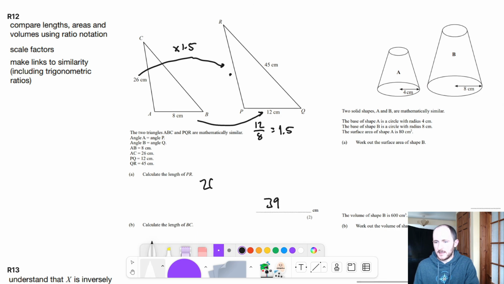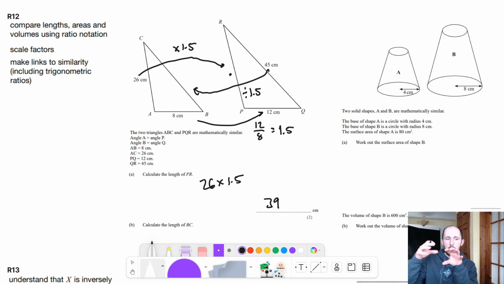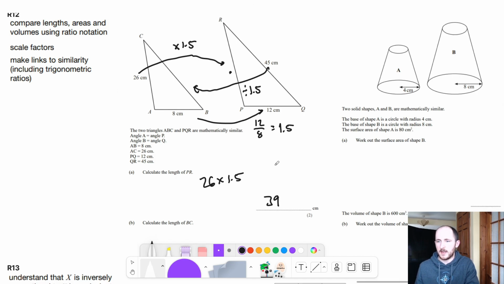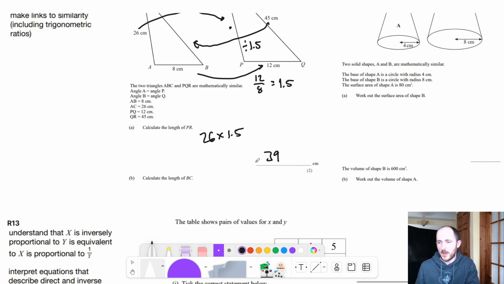So all I've done is 26 multiplied by 1.5. Now calculating the length BC, I'm not going from the smaller shape to the bigger shape. If you have a look, I'm actually going from the bigger to the smaller. So hopefully it logically makes sense that I'm not going to times by 1.5, because that means the side will be bigger. I'm actually going to do the opposite. I'm going to divide by 1.5. So something times 1.5 gave me 45. Working backwards, it's going to be 45 divided by 1.5, which is 30.